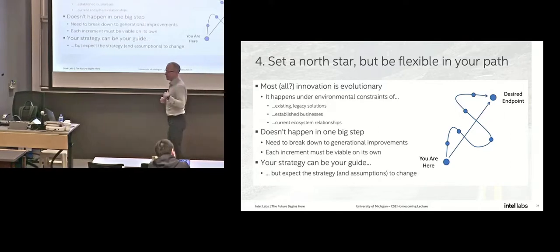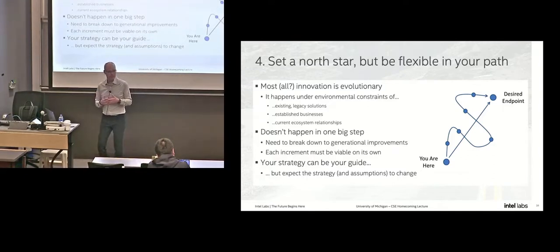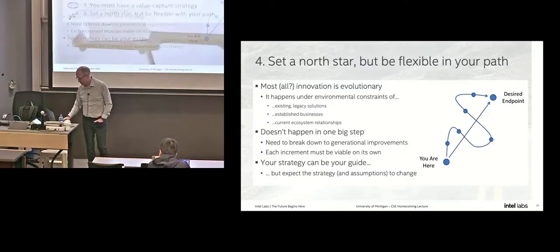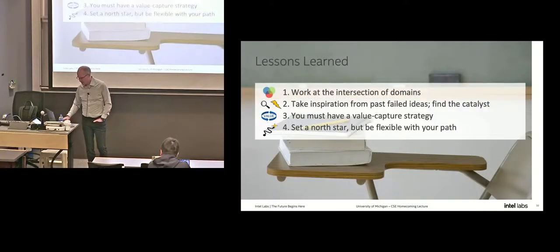And every step has to be justified on its own. It has to be viable. And the strategy you have, the endpoint, the North Star that you have in mind, can be very helpful, but you have to assume that you're going to be wrong about some of your assumptions and make changes over time. And so it's not going to be a direct path. So yeah, those are the things that I learned.